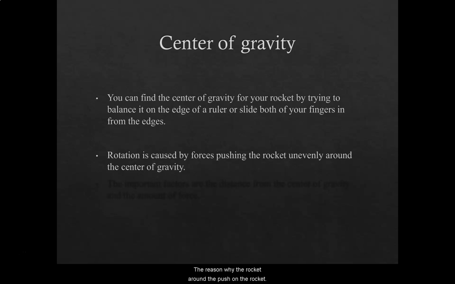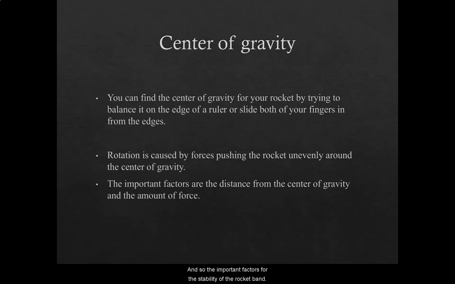The reason why the rocket would rotate around that point is because there are forces that push on the rocket unevenly around the center of gravity. So if there is more force on one side of that center of gravity than on another, that will cause the rocket to rotate or spin from the greater force on the one side. And so the important factors for the stability of the rocket then are how far away from the center of gravity are the forces applied, how much force is being applied, and whether or not the tendency for the rotation would be to return it to its neutral position or move it further away.